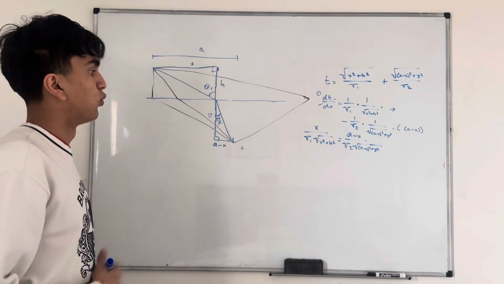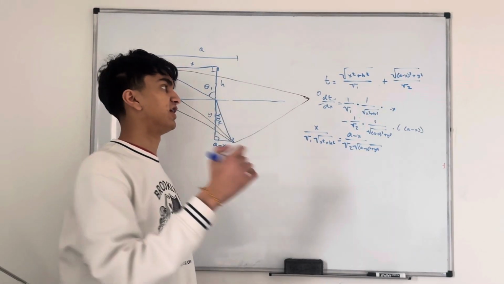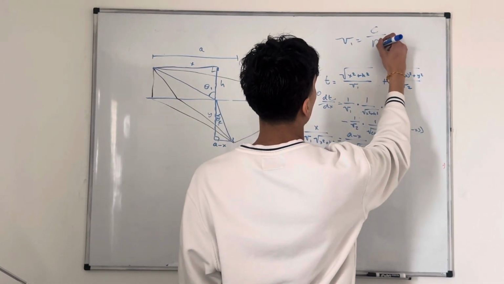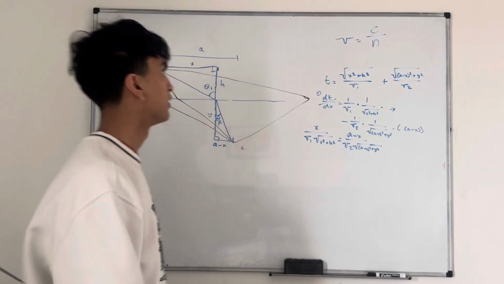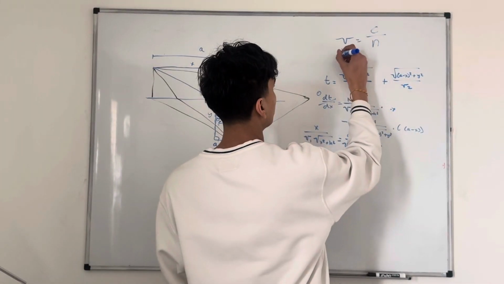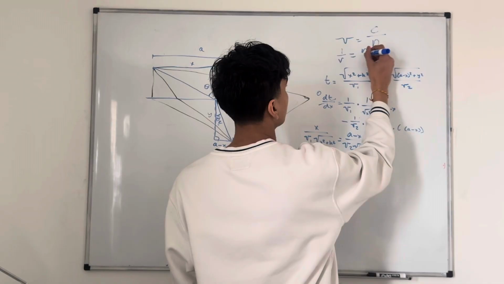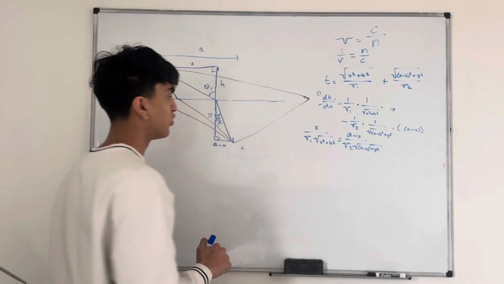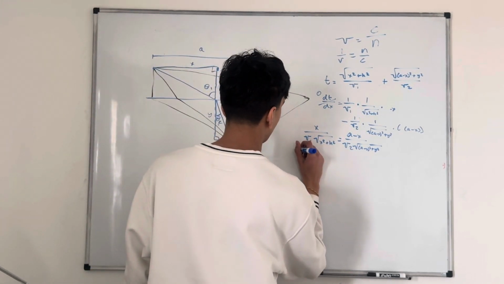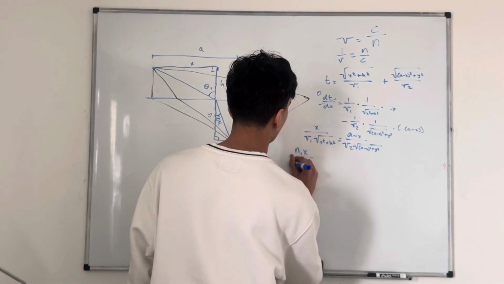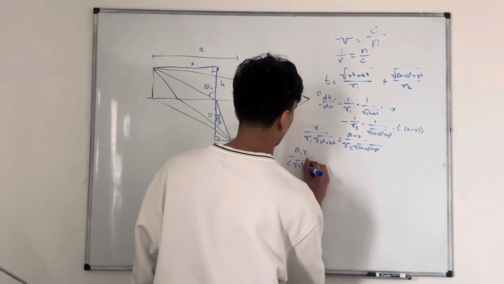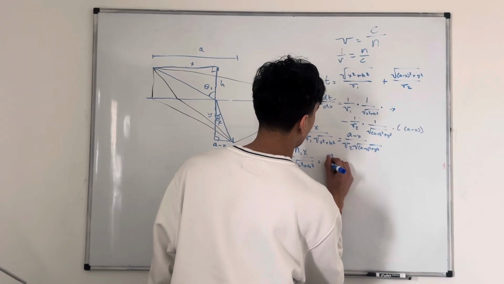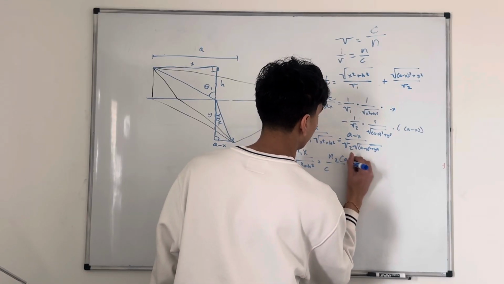So what we see now is that, well, v1, right, we know that the speed of light in any material is going to equal the speed of light in a vacuum over the index of refraction. So in that case, 1 over v is just n over c when you take the reciprocal. So we can just replace these 1 over v1s with n1 times x over c square root x squared plus h squared is going to equal n2 over c times a minus x.